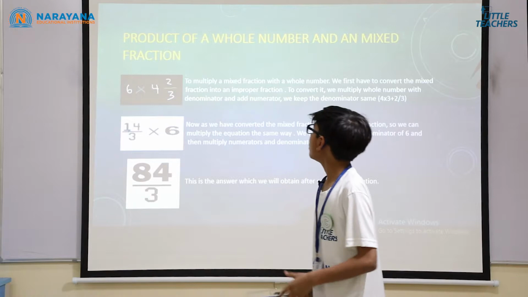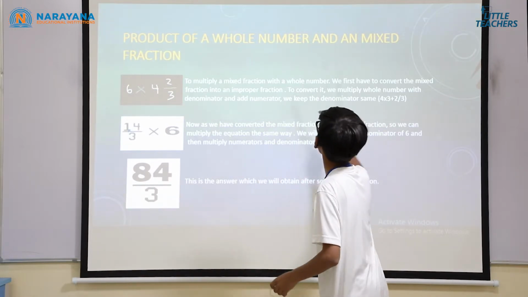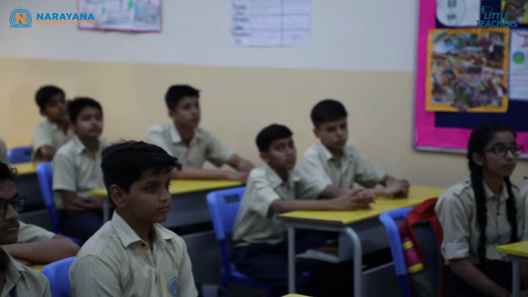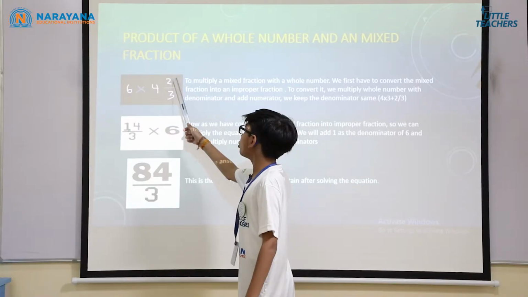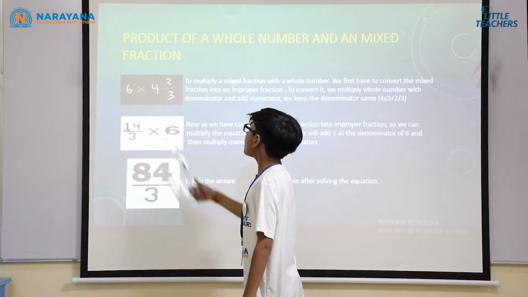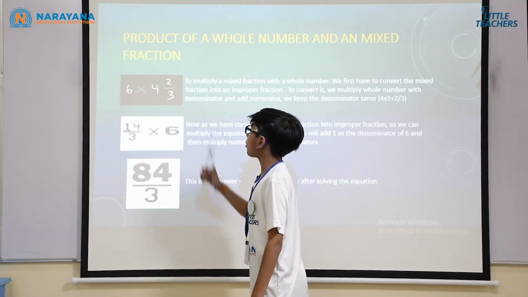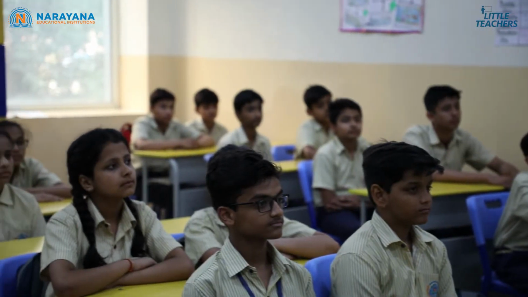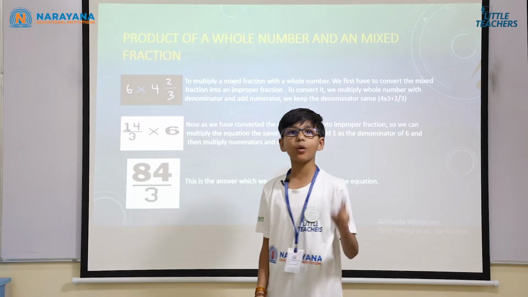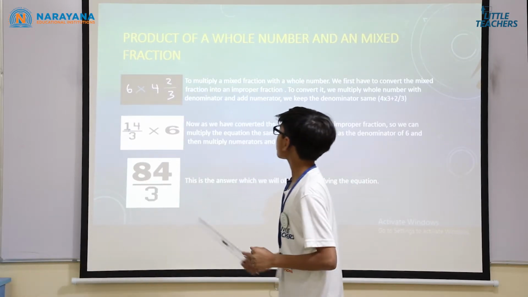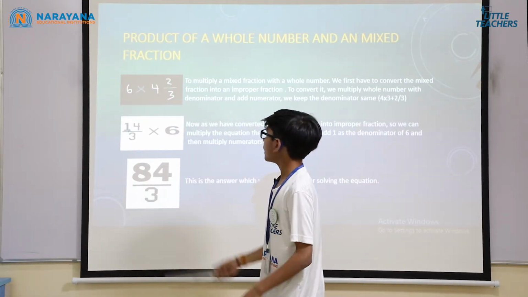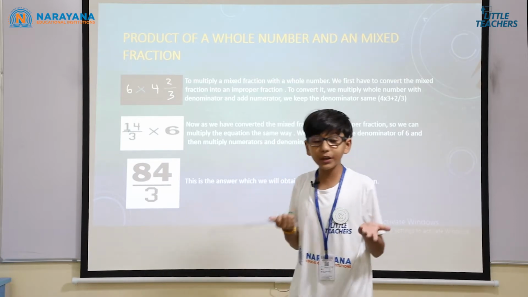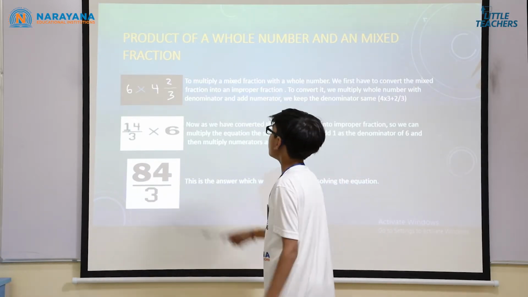Now we will start the product of whole number and a mixed fraction. In this case, we have 4 2 by 3 as the mixed fraction. In this, we have a whole number and a proper fraction, and 6 as the whole number. Now, to multiply this, we have one extra step, which is to convert this mixed fraction into an improper fraction. How do we do that? Now, let me tell you.